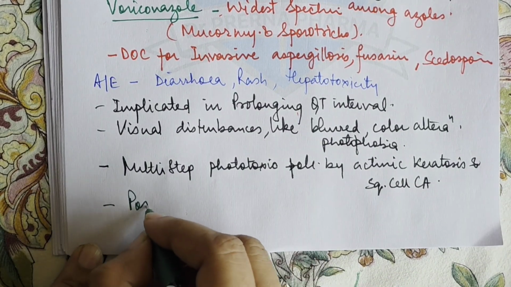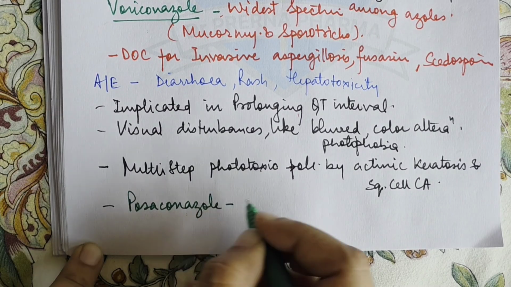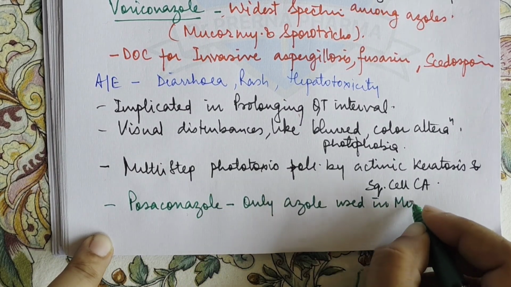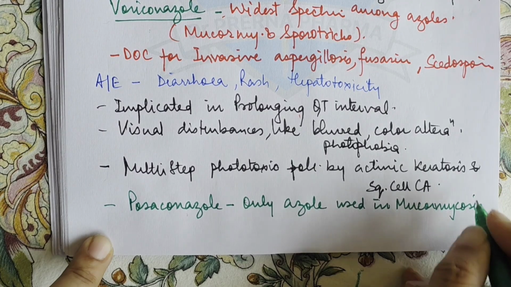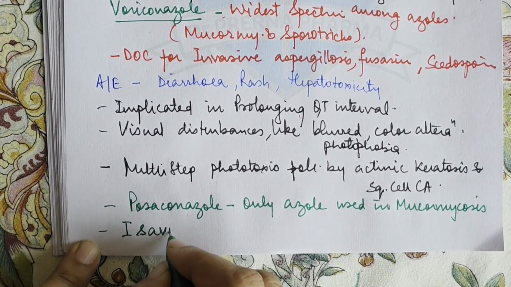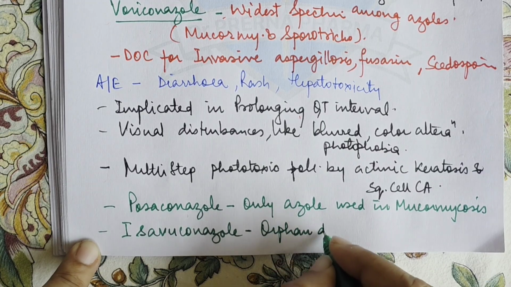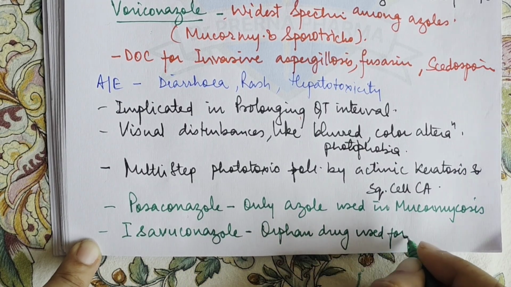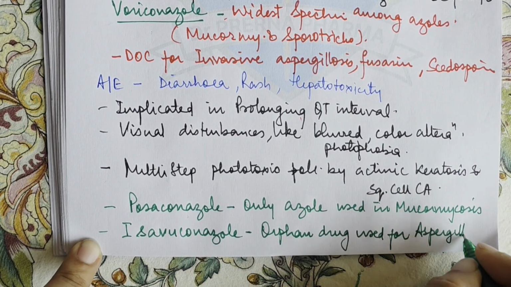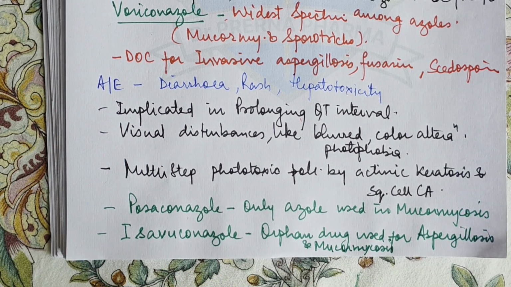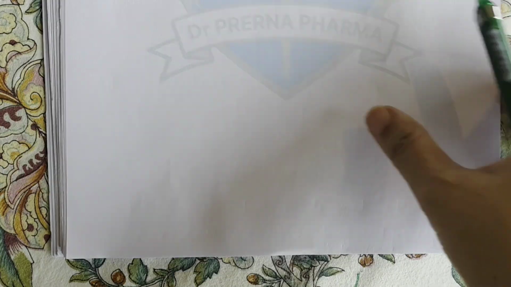Then we have posaconazole. This is the only azole used in mucormycosis. And there is one more drug, isavuconazole. This is an orphan drug, and this is also used for treatment of aspergillosis and mucormycosis. Okay, so this was all about the azoles.